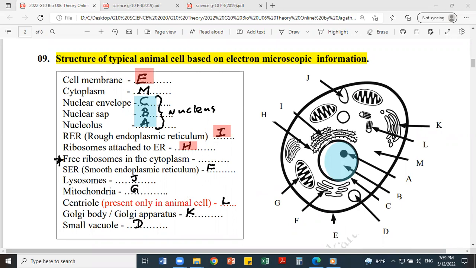So free ribosomes, I'll put some dots here and you can label them separately. That is free ribosomes. I'll put a separate arrowhead for that, because otherwise free ribosomes in the cytoplasm is not shown here, right? Free ribosomes.